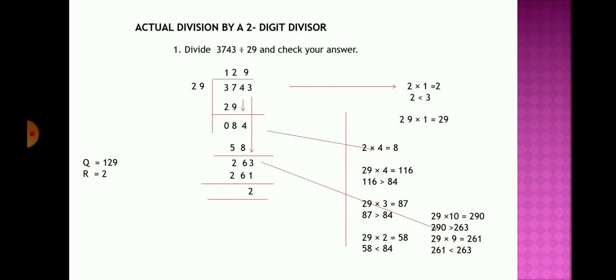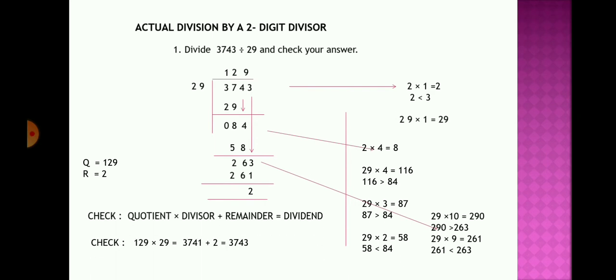Now let us check the division. We use the formula quotient into divisor plus remainder will give the answer as dividend. So multiply 129 by 29. You will get the product as 3741. Add with the remainder 2. We will get the dividend, which is nothing but 3743. Okay, children, do you understand?